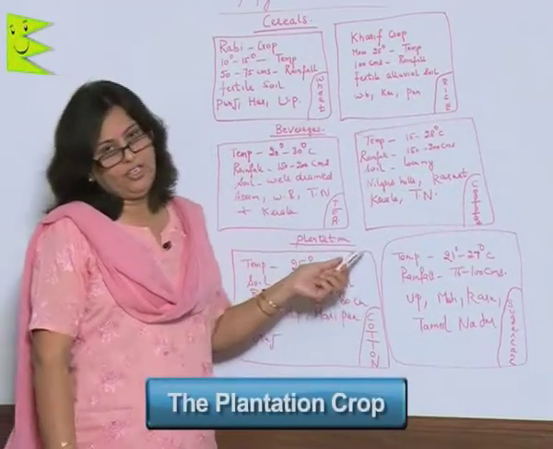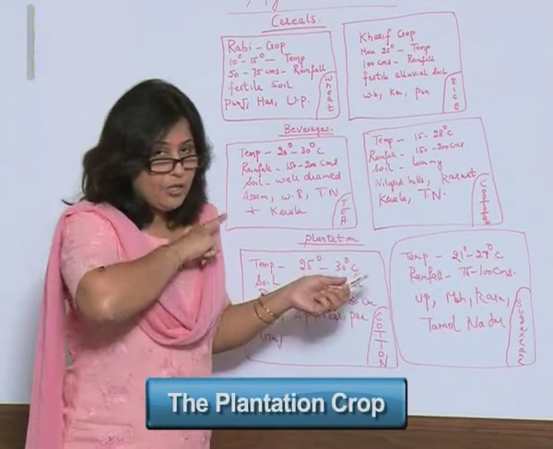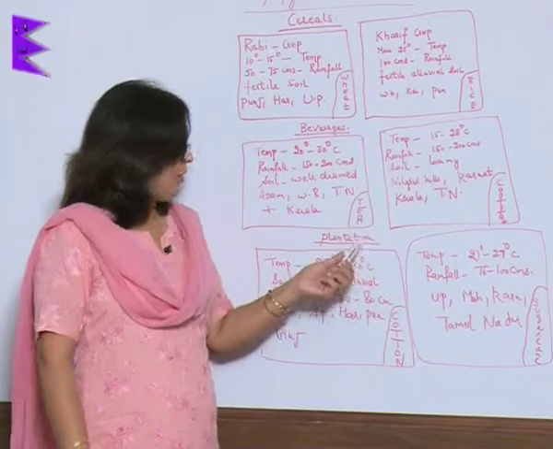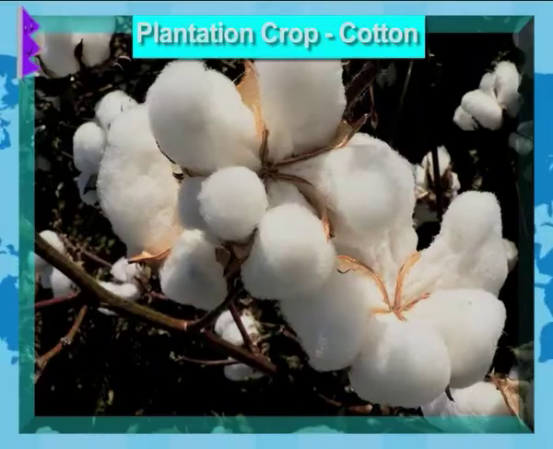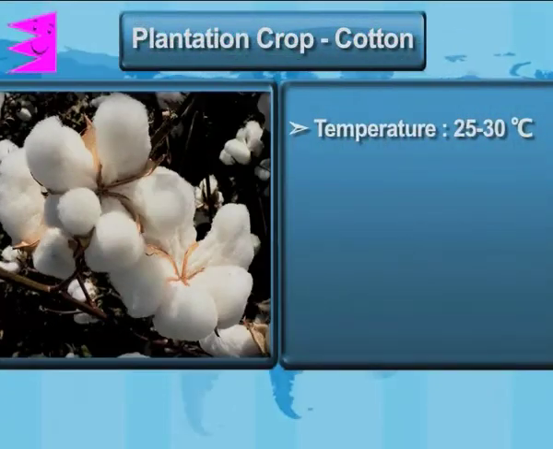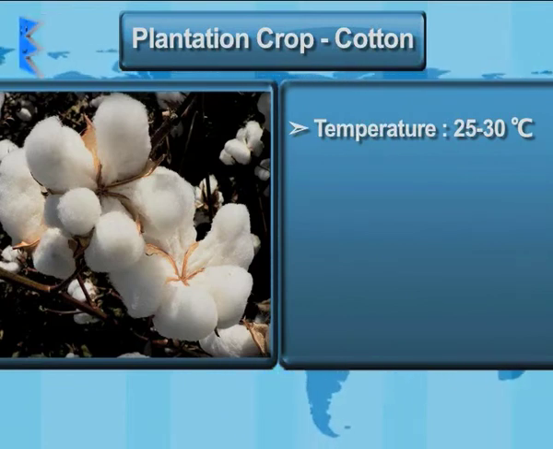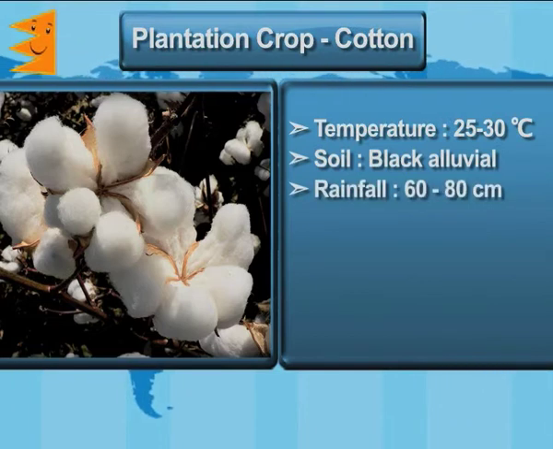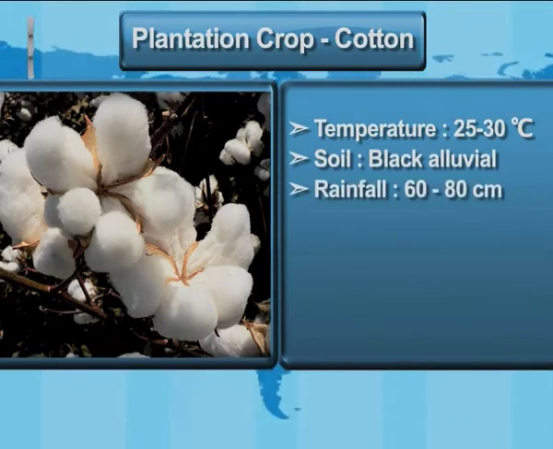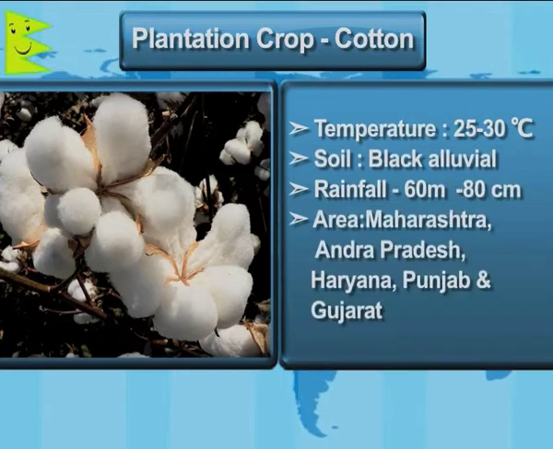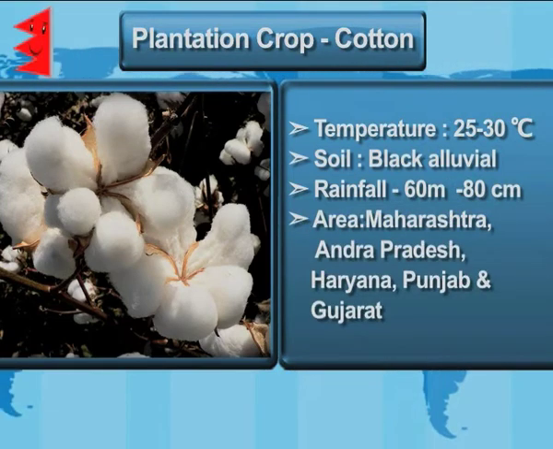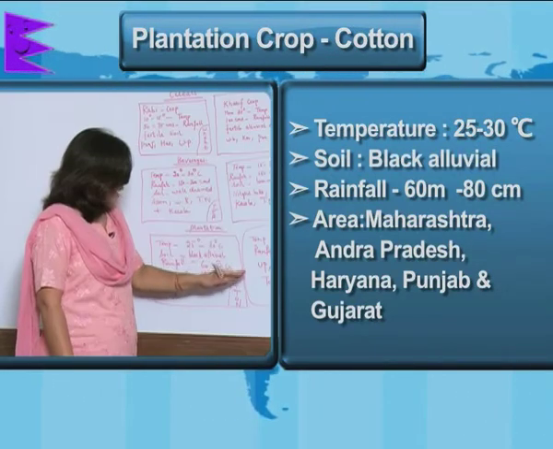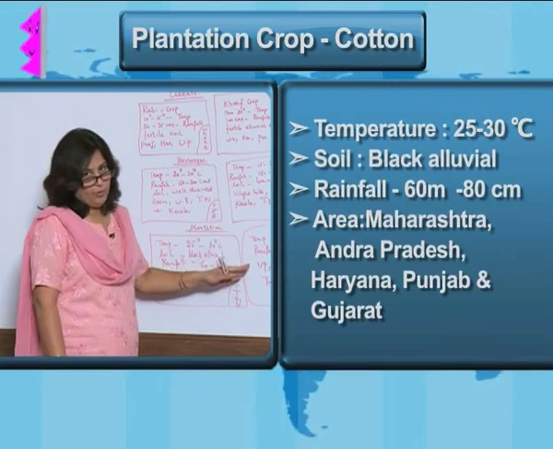Well, the plantation crops. What is a plantation crop? The crop which is a single crop grown on a large scale. In the plantation crop, the first crop is cotton that I picked up. Temperature required 25 to 30 degrees centigrade. It's a black alluvial soil. That's the requirement for cotton crop, and the rainfall is 60 to 80 centimeters. Maharashtra, Andhra Pradesh, Haryana and Punjab and Gujarat are the states where you actually see cotton growing.